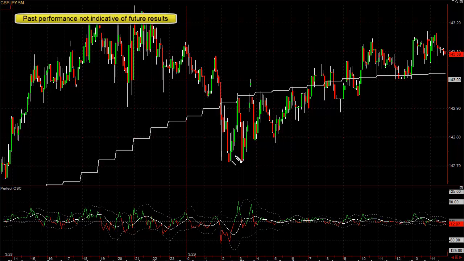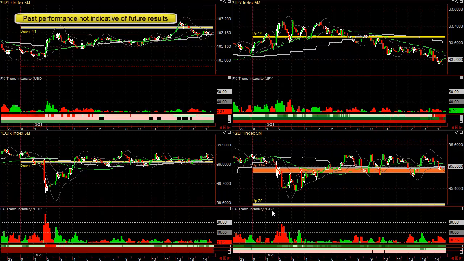So here's, actually let's go back here to make sure we have the exact times. This is the low here at 3:15. This is the high here at 3:05. So somewhere between 3:05 and 3:15 we're looking for a pound yen buy. Okay?